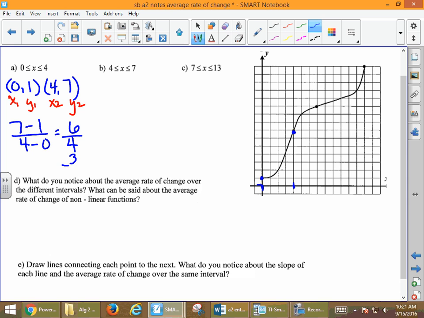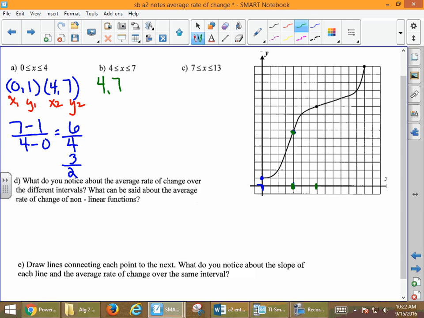6 divided by 2 is 3. 4 divided by 2 is 2. But we get the idea. If we look at the next value here, we're going from the interval of 4 to 7. And we already know what the value is here.